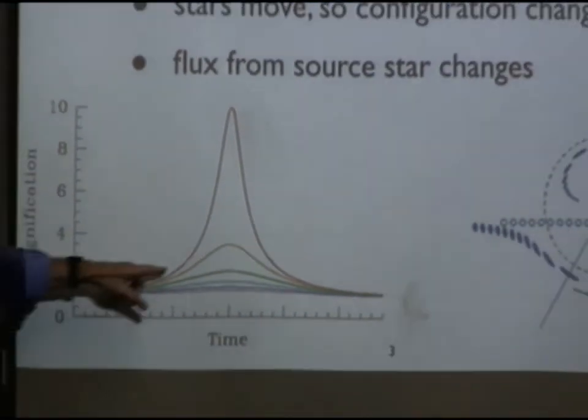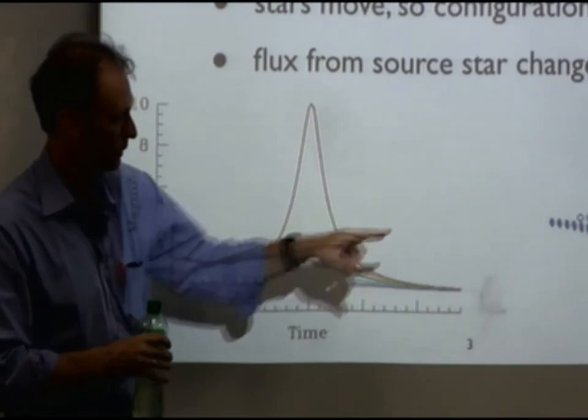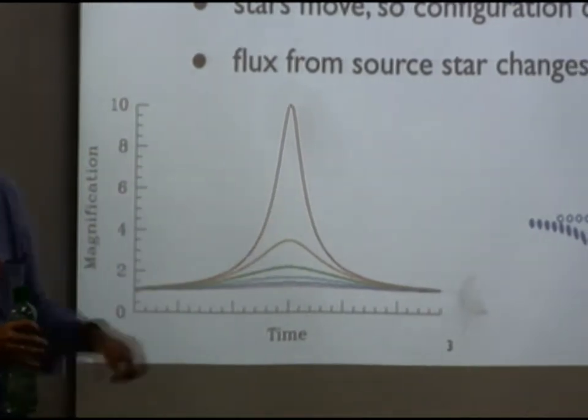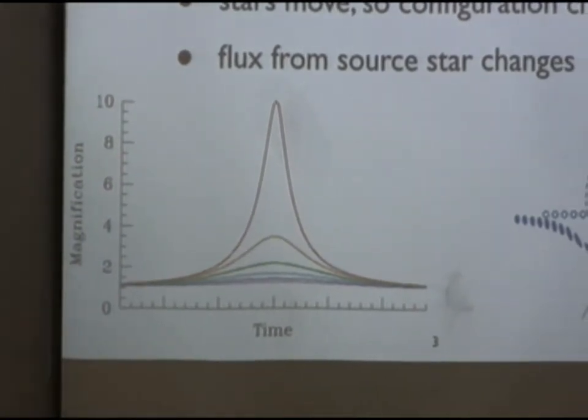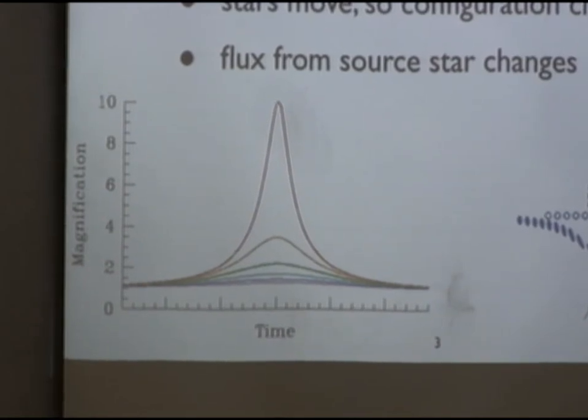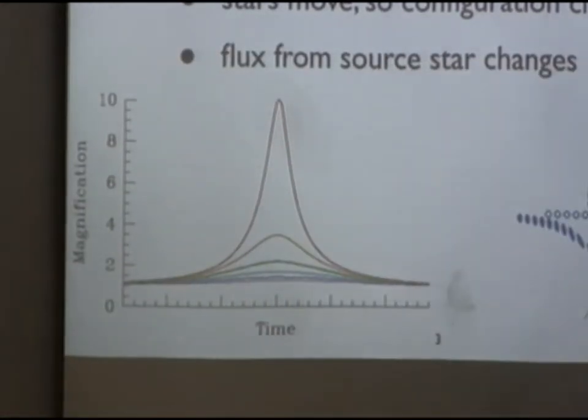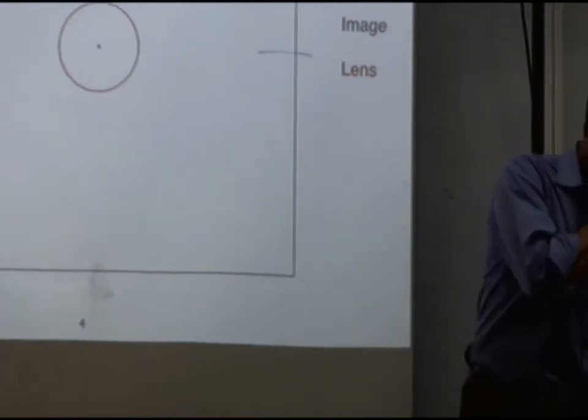And so in time, depending on how close you get to the center of the lens, you get these various light curves with a single peak symmetrically going up and down. And in fact, I think I have some movies of this in the presentation here. Okay.